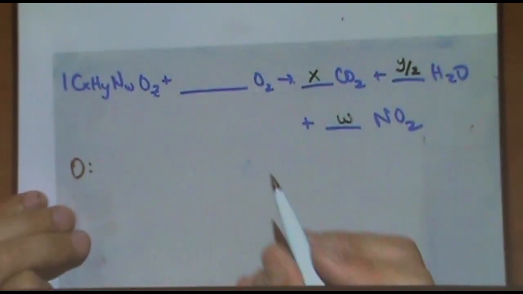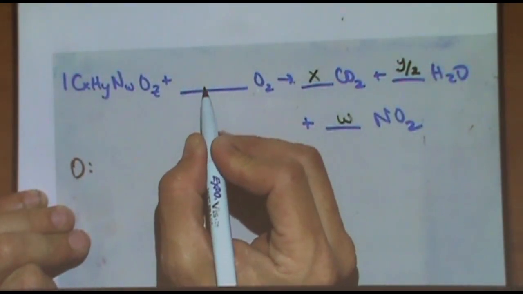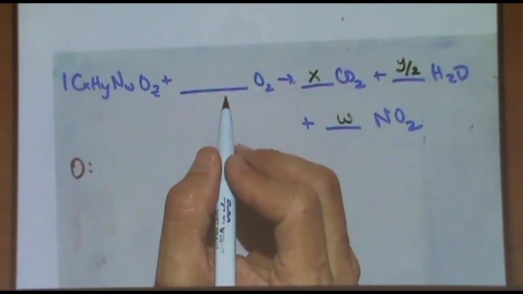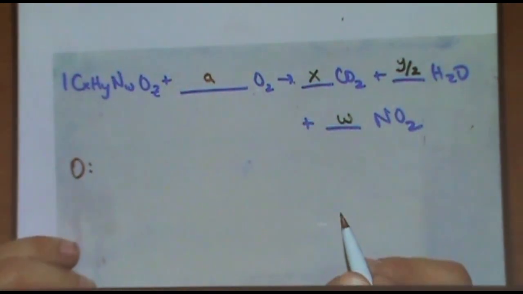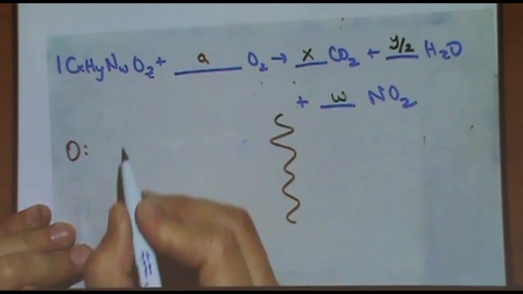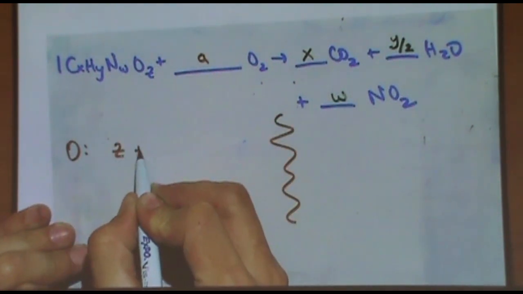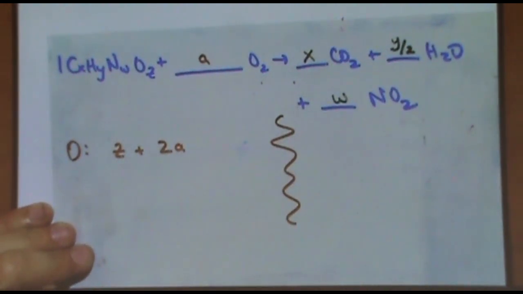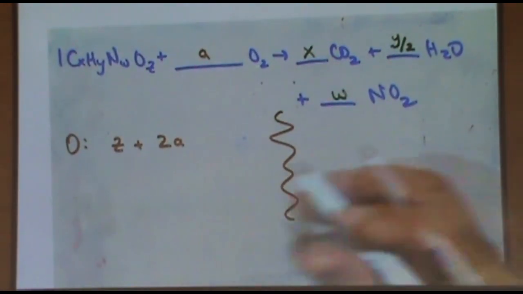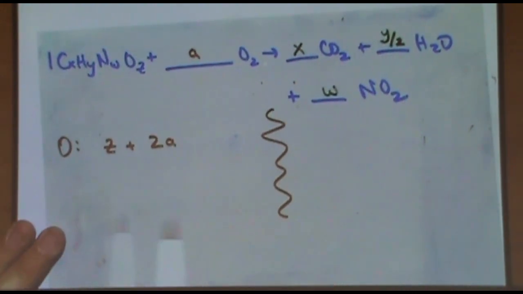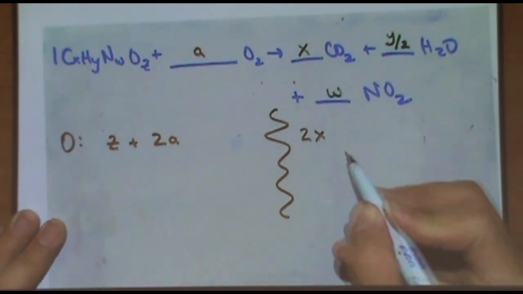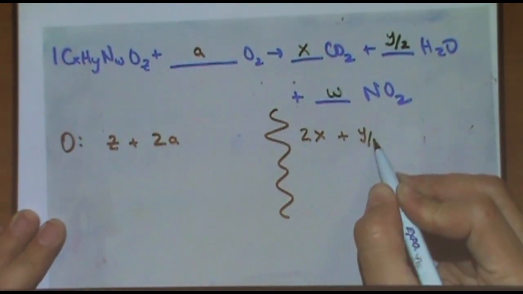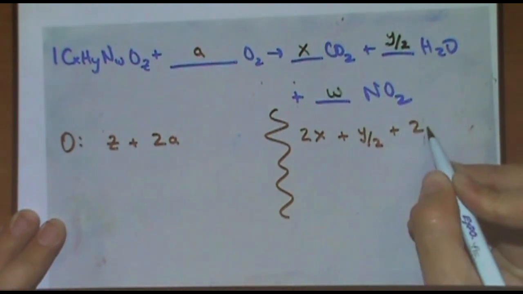Okay. Let's pick a new variable. What's your favorite letter in the alphabet? A. Good. Mine too. Okay, so on the left-hand side, you have Z plus 2A. So the total number of oxygens on the left is Z plus 2A. On the right is 2X plus Y over 2 plus 2W.